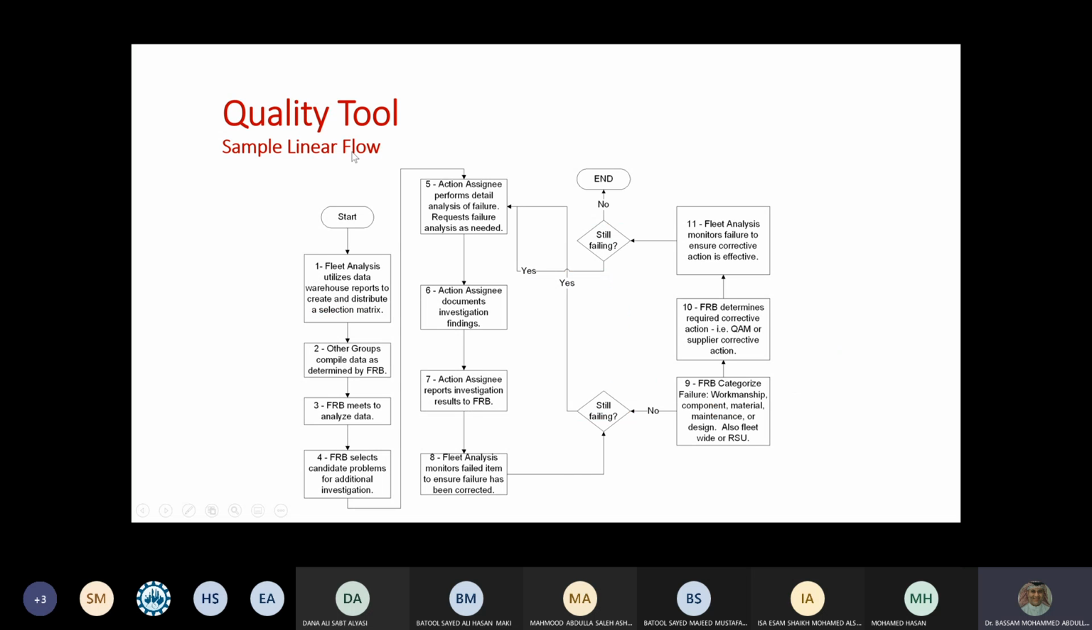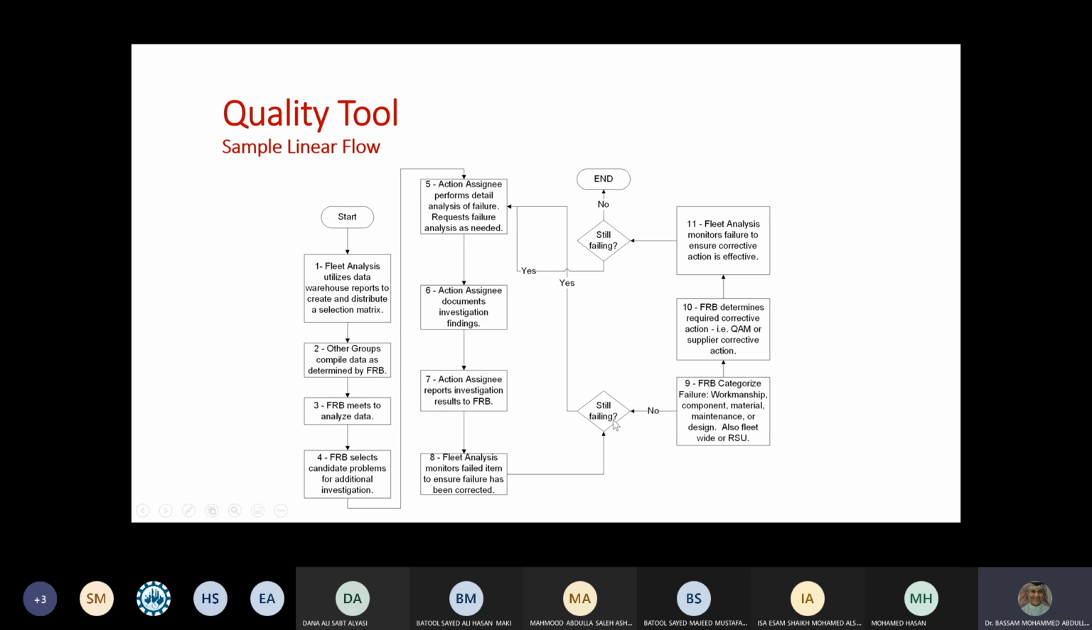So looking at one of the processes that we have, for example, start, here he's talking about the fleet analysis, where we use some data. I'm going to read it. Fleet analysis utilizes data warehouse reports to create and distribute a selection matrix. And it goes from one process to another, as you can see here, 1, 2, 3, 4, 5, 6, 7, 8.